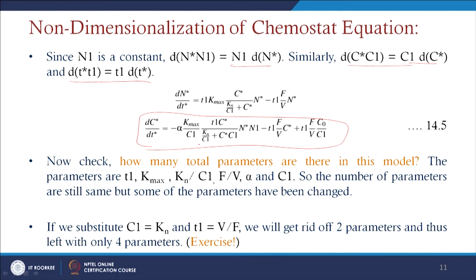Now if you see here, the total number of parameters involved in this model are t 1, k max, k n by c 1, f by v, alpha and c 1.